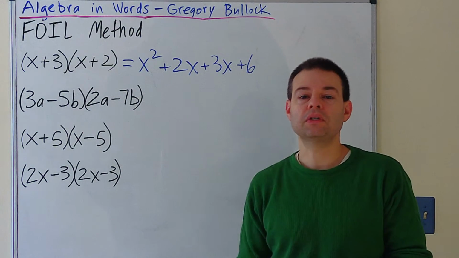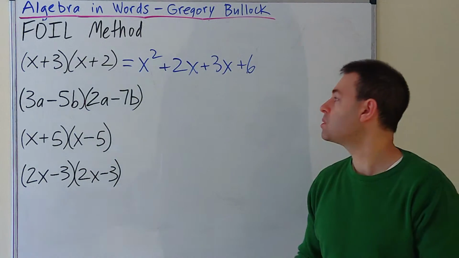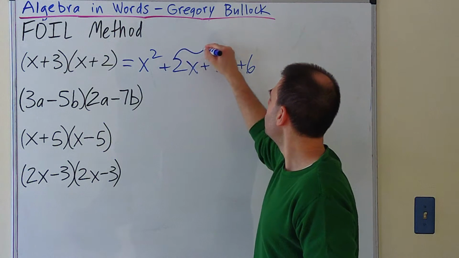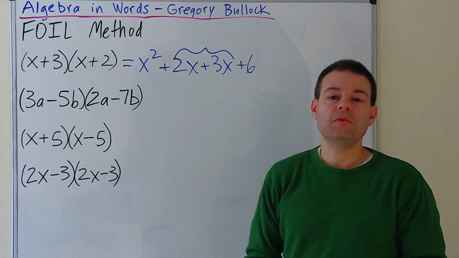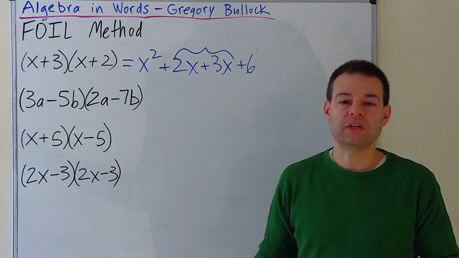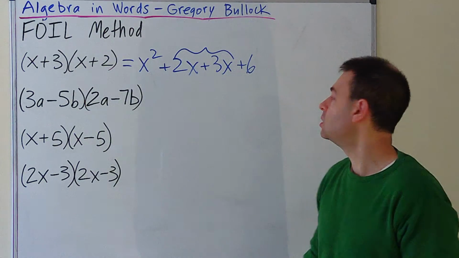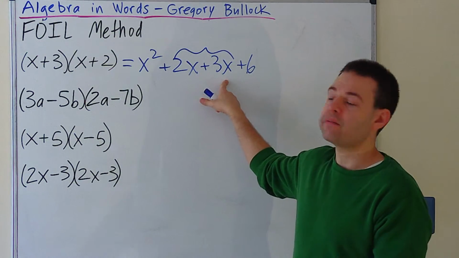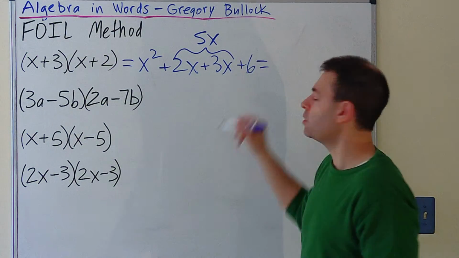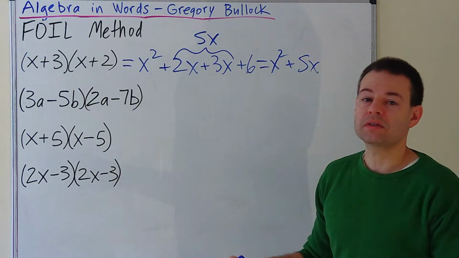Now, usually for the FOIL method, not always, but most of the time, this method is set up because if you notice, what do you notice about the middle terms? They're like terms. So basically, the last step usually of the FOIL method is to combine like terms, which are usually the middle terms if possible. So 2x plus 3x is 5x. And the final answer would be x squared plus 5x plus 6.